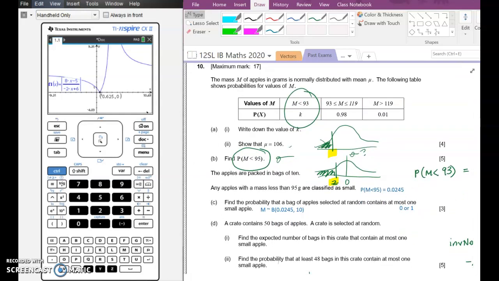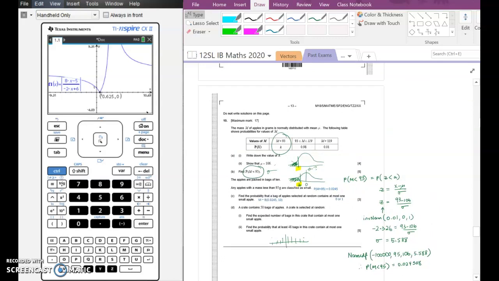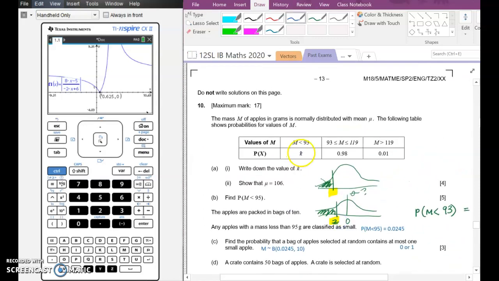Okay, question 10. I briefly went through it with a student who hung back at the end of last lesson. Let me just rub out a couple of things so it looks simpler. So it asks us to write down the value of k. You can easily get that just by thinking all these probabilities have to add to 1.